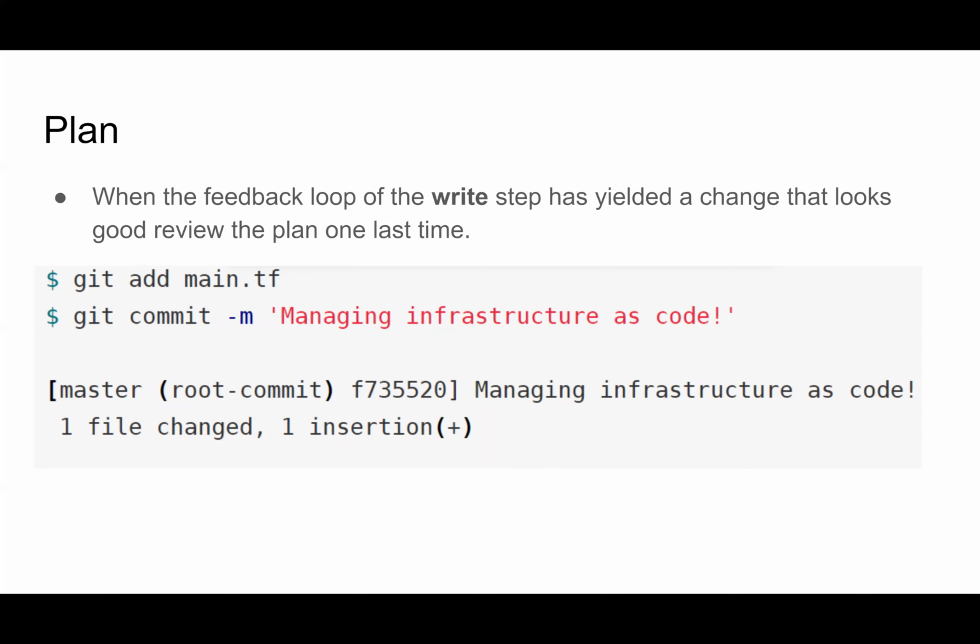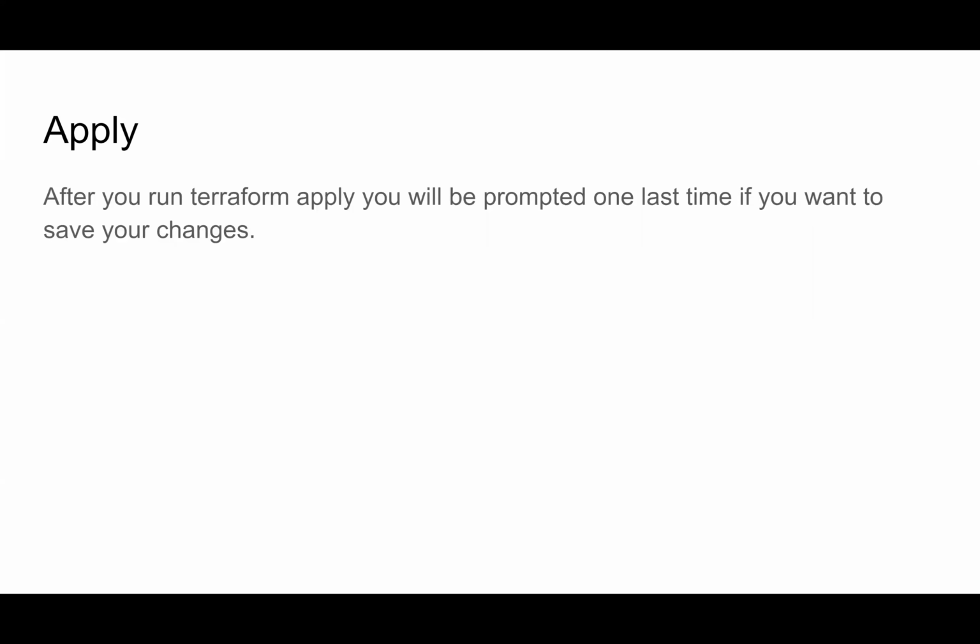So if you're building out infrastructure, you run the plan, Terraform plan, successively over and over again as you build out your infrastructure, following each plan with a commit. That way, by the time you're ready to run and apply, you have a fully functioning configuration all set up. So after you run Terraform apply, you'll be prompted one last time if you want to save your changes.